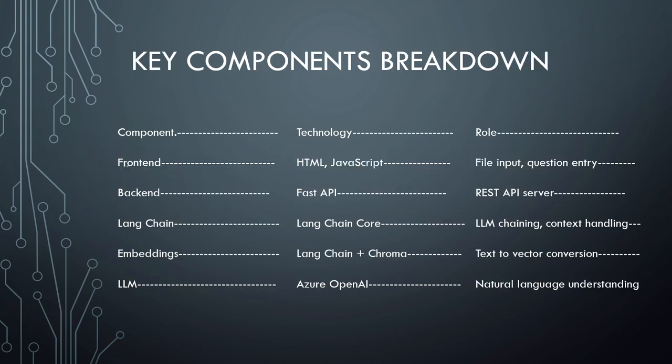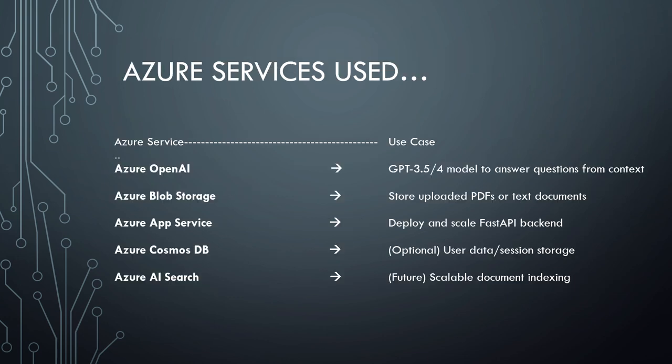Key components breakdown. The components are the front end, in which I have used HTML and JavaScript. Coming to the backend: FastAPI, LangChain core, embeddings, LangChain plus Chroma, and the LLM, that is Azure OpenAI. Okay, coming to the Azure services used, they are mentioned here. Obviously, we need to use those Azure services here.